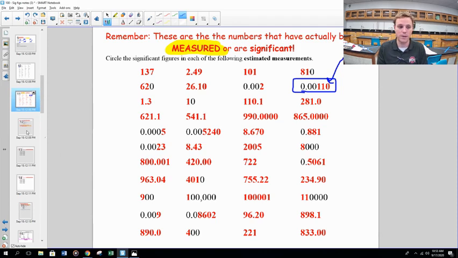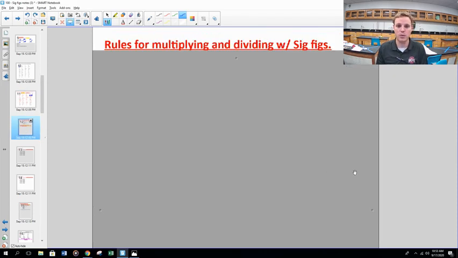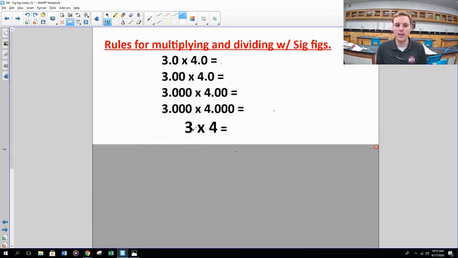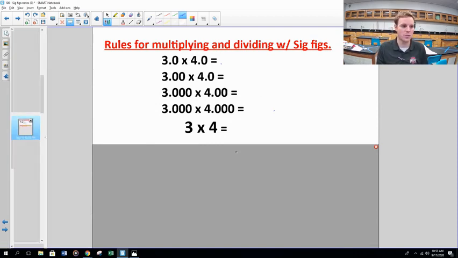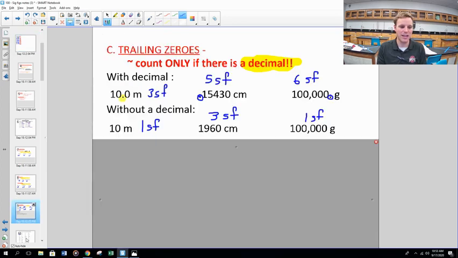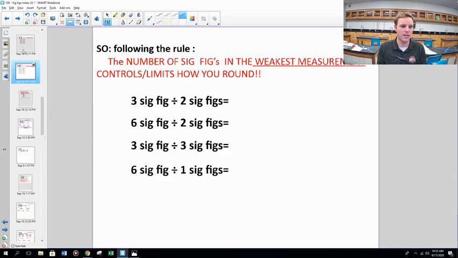So now that we're moving on, we got to talk about the rules for multiplying and dividing with SigFigs. So we are going to finally explain the whole times table for 4. So if you guys remember earlier in the lecture, this whole mess, 3 times 4 is 10, 4 times 4 is 20. How do you guys not know that? So that's finally going to get explained here on this slide.